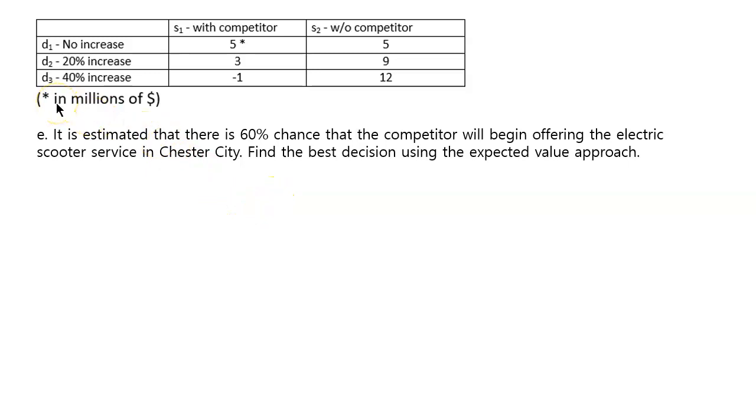Now, let's also say that there's a 60% chance that the competitor will begin offering electric scooter services in Chester City. That means there will be a 60% chance that this will happen, whereas the other 40% will be the chance that there won't be any competitor. Another way to say this: the probability of this is p equal to 0.6, whereas the probability for this would be 0.4.